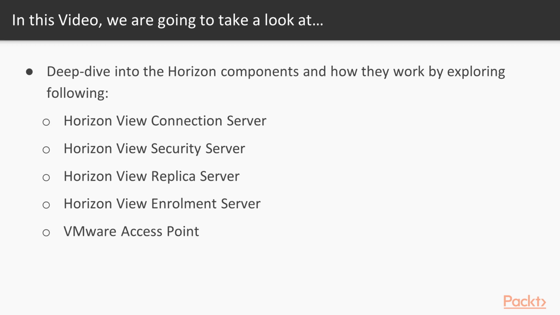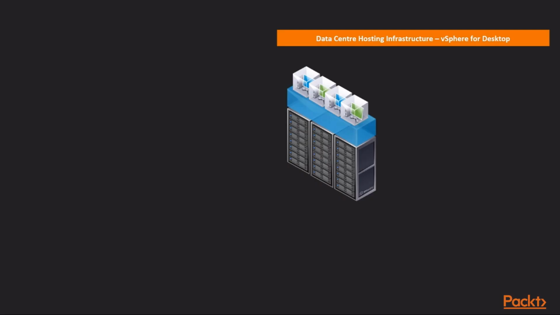So let's begin by building a picture of the whole Horizon environment, including all the required supporting infrastructure and optional functionality, with our starting point being the infrastructure used to host the solution. In actual fact, there are two sets of infrastructure. The infrastructure hosting the Horizon View components, such as the connection servers, and then another separate set of infrastructure used to host the virtual desktop machines.